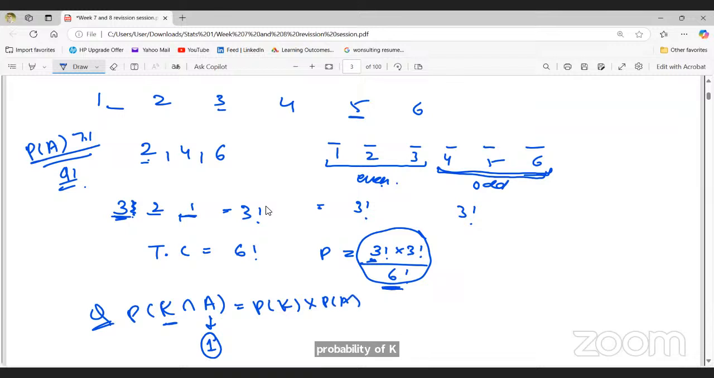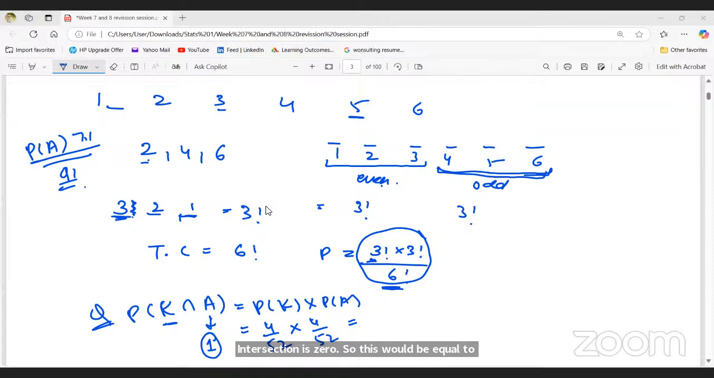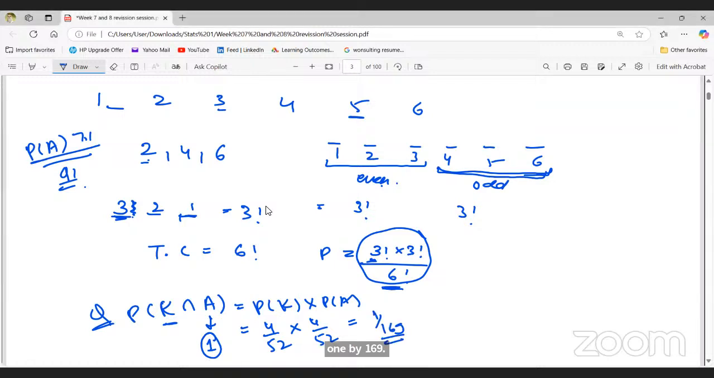Yes. So ma'am, probability of K would be 4 by 52, and probability of A would be the same, 4 by 52. Intersection is 0. So the answer would be 1 by 169. Is it clear now, ma'am? Yeah, okay.